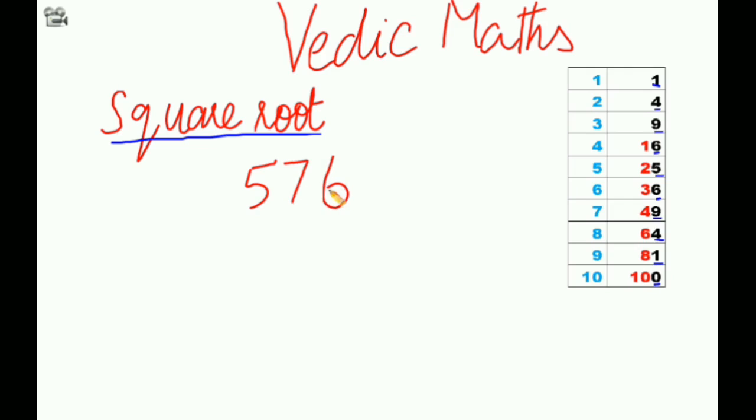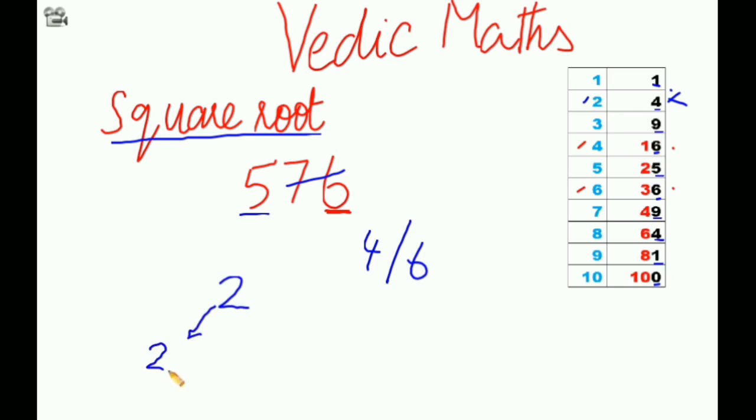Now we go for this sum. 576. So 6 is the last digit. Look at the table. 6 comes in 4 and 6. So write two numbers, 4 or 6. Just eliminate the last two digits. Then remaining is 5. According to the table, the number lesser than 5 is 4. So 4 corresponds with 2. The 2 is the first digit.